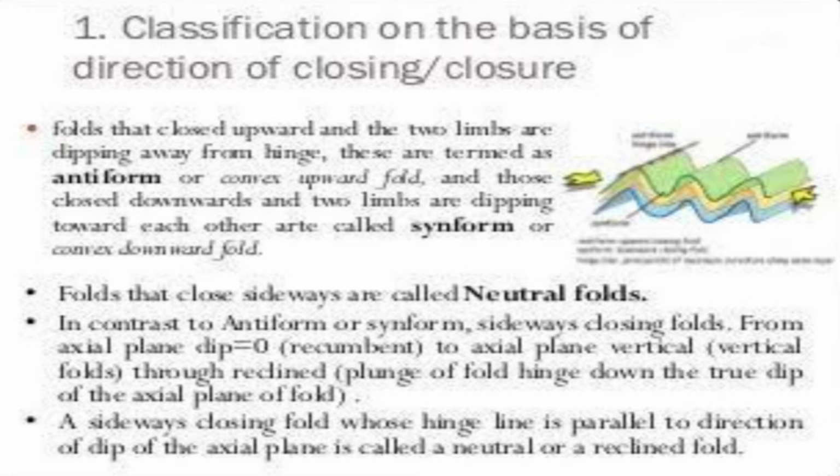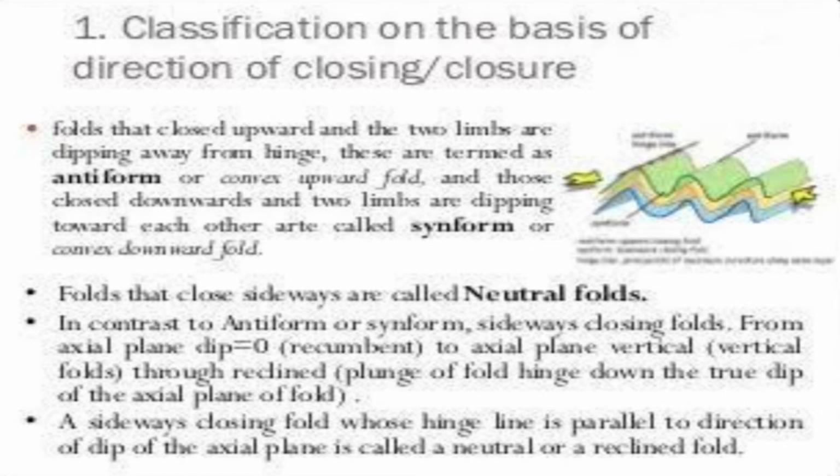Asymmetrical fold: if the axial plane has a dip, the fold is described as an inclined or asymmetrical fold. The asymmetrical folds are characterized by unequal and irregular limbs. In asymmetrical folds, both the limbs are inclined at different angles. One limb is relatively larger and the inclination is moderate, while the other limb is relatively shorter with steep inclination and length.